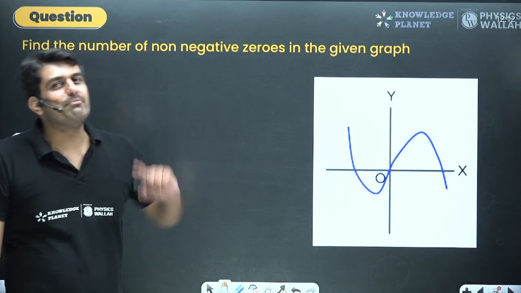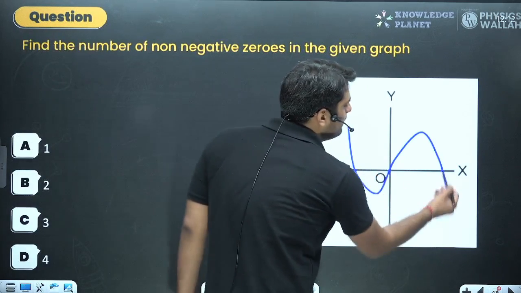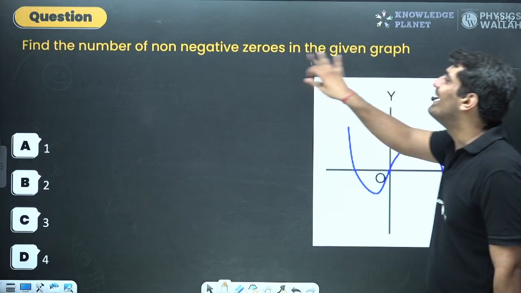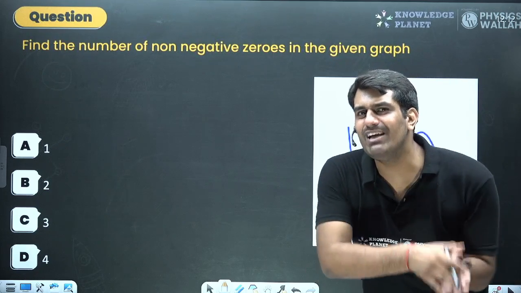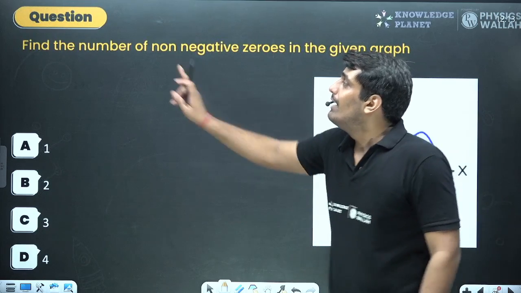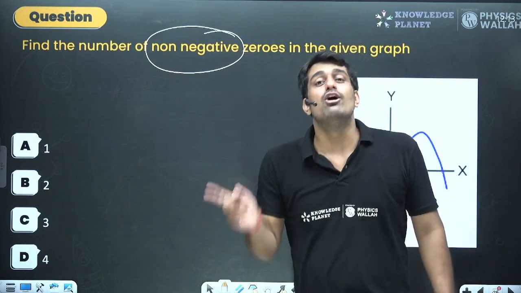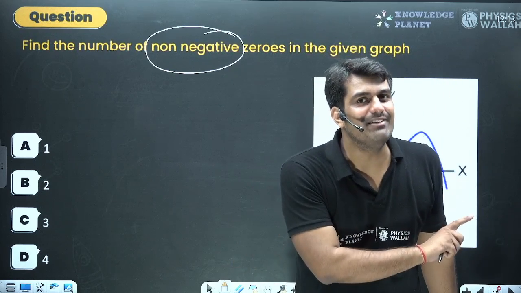Once we have answered the previous question, this is not a difficult one. You can see 1, 2, 3, 3 points where it is intersecting. Find the number of non-negative zeros. Now, here is the trick. The question will not always be straightforward. There will be something which you need to observe. Number of non-negative, which are not negative. So basically the value of x should not be negative in that scenario.